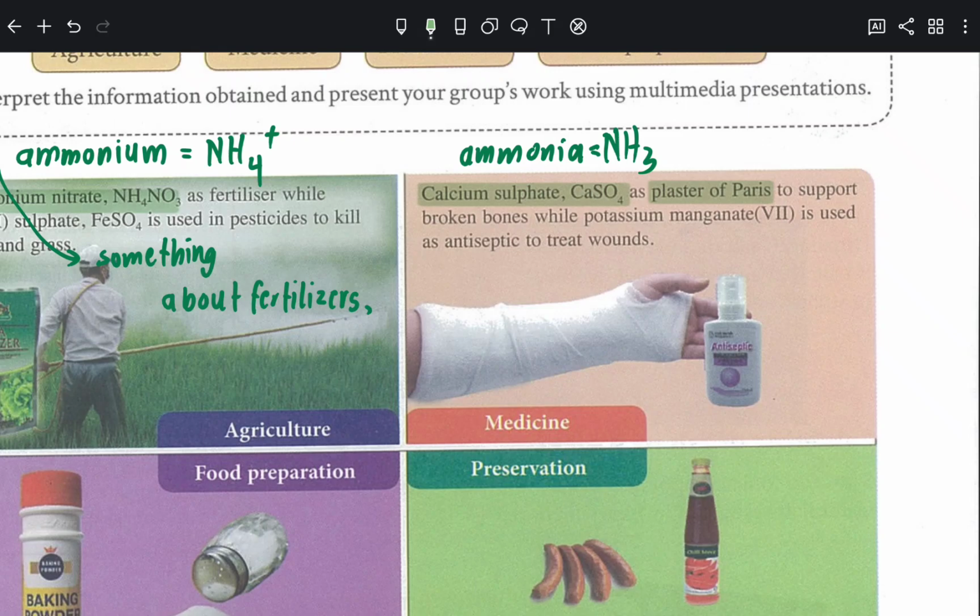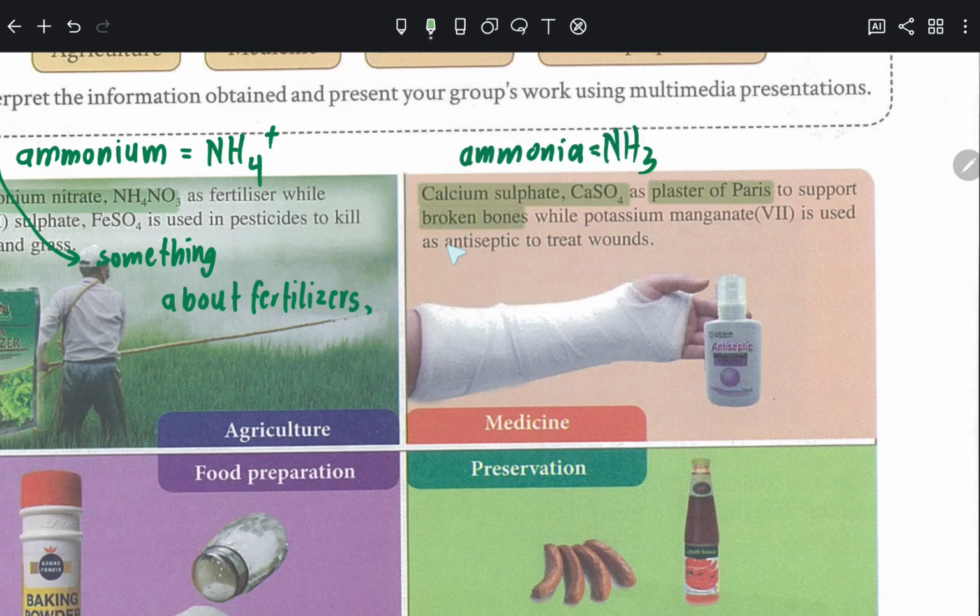So plaster of Paris is used to support broken bones, correct? And potassium manganate 7, I guess. Yeah, 7. This potassium manganate 7 you will learn next year as an oxidizing agent. But for the salt department, you will learn potassium manganate as an antiseptic. So we will use this as an antiseptic to treat wounds.